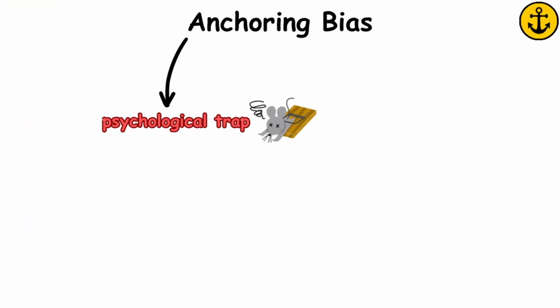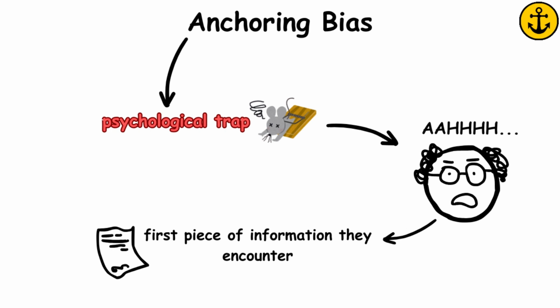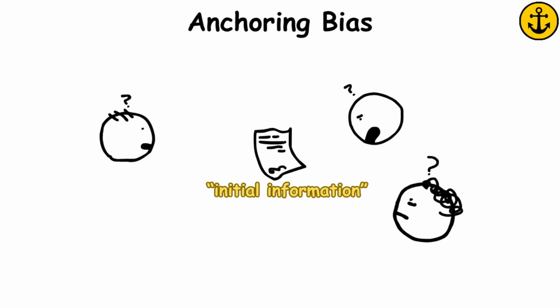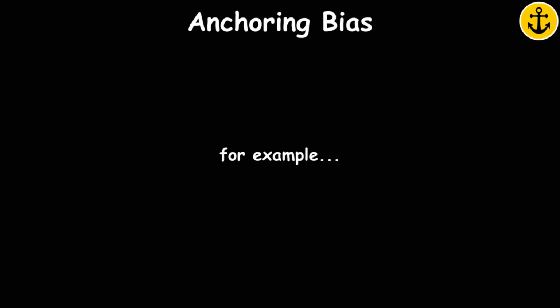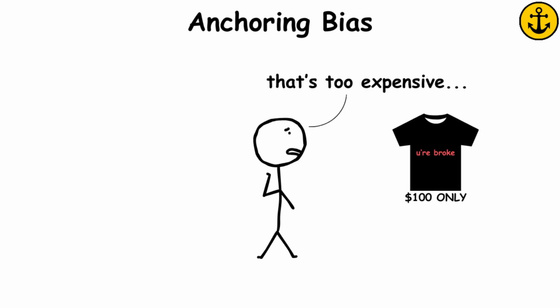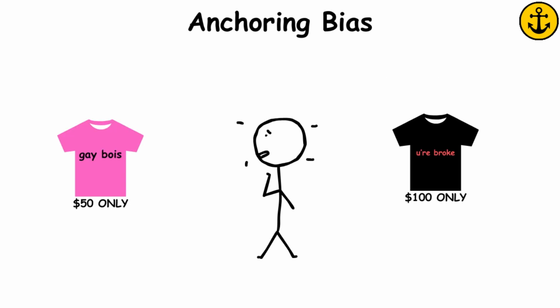Anchoring bias. Anchoring bias is a psychological trap where an individual relies heavily on the first piece of information they encounter, the anchor, when making decisions. This initial information unduly influences subsequent judgments, even if it's irrelevant or misleading. For example, if you see a shirt priced at $100 and then another at $50, you might perceive the second shirt as cheap, even if $50 is still expensive.